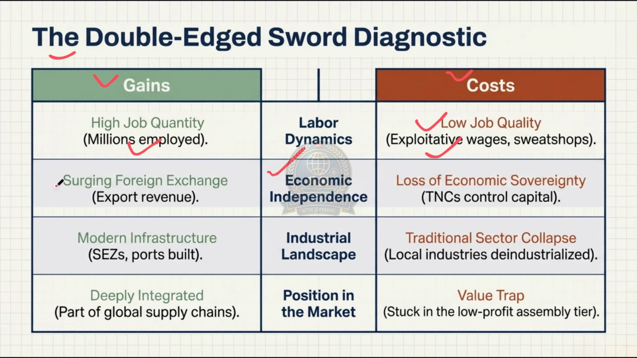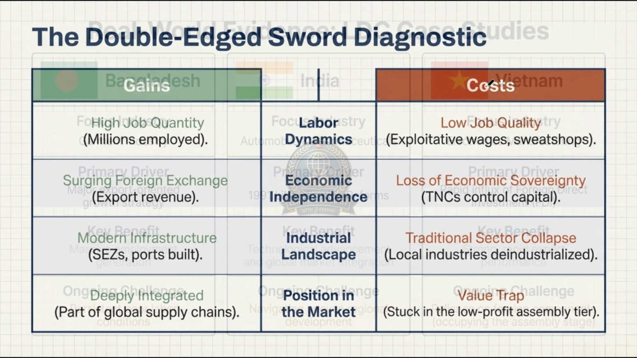Industrial landscape: modern infrastructure, SEZs and ports built; on the other hand, cost will be traditional sector collapse, local industries deindustrialized. Position in market: deeply integrated part of global supply chains; cost will be being stuck in the low profit assembly tier. These are gains, that means advantages, and costs, disadvantages.